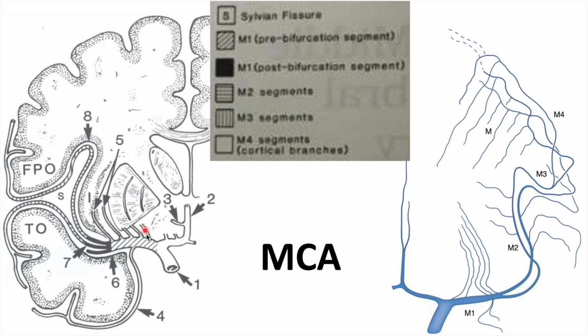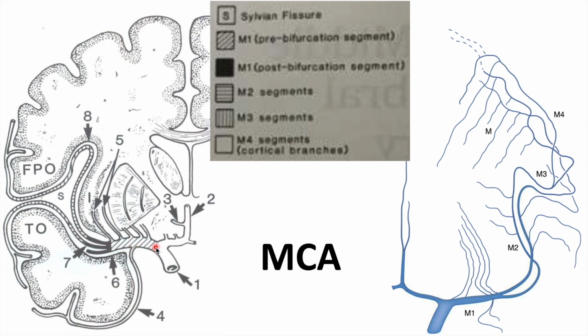Then there are branches coming off from the M1 segment. This is the M1, which is the horizontal, straighter segment arising from the ICA, and these are lenticulostriate branches which go to the basal ganglia, medial and lateral lenticulostriate branches. Then M1 is going to divide into two or three branches which go into the sylvian fissure and go up right to the top of the sylvian fissure. This bend where it starts going up is called the genu, and up to this bend it is all M1.